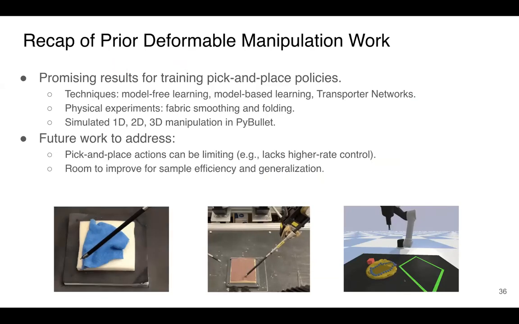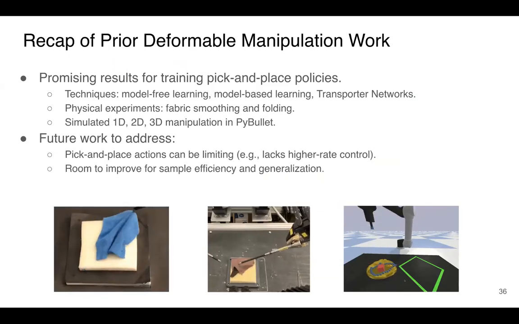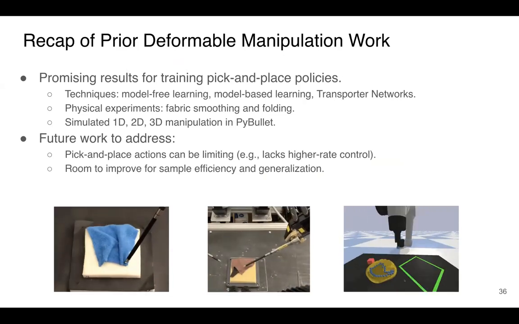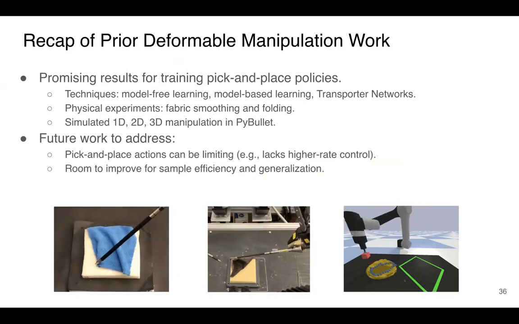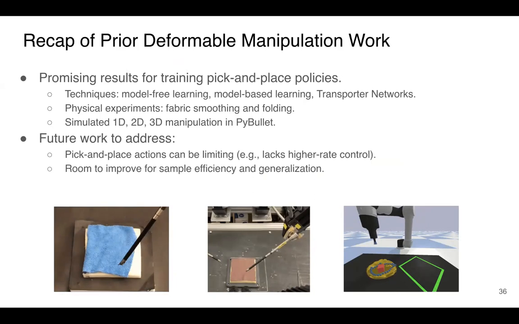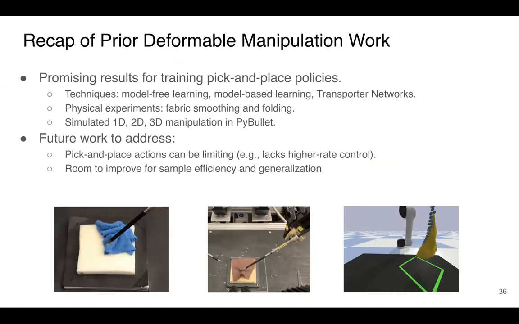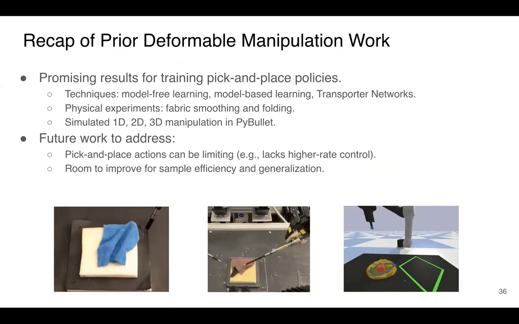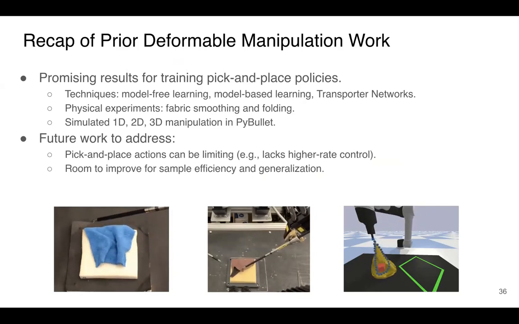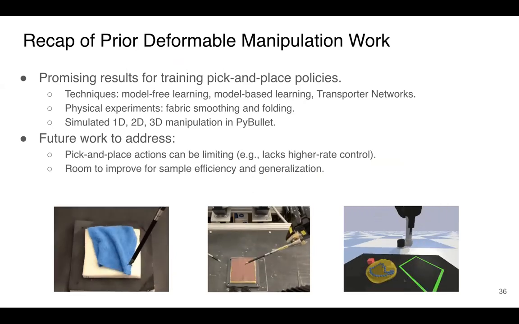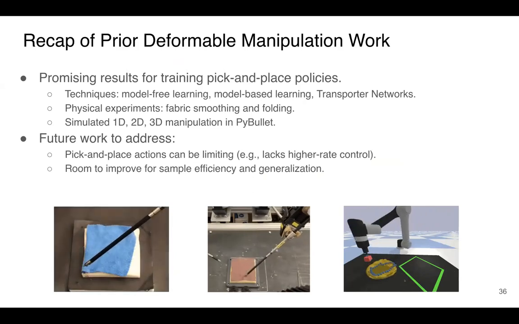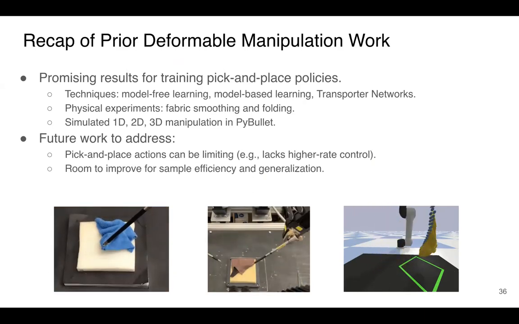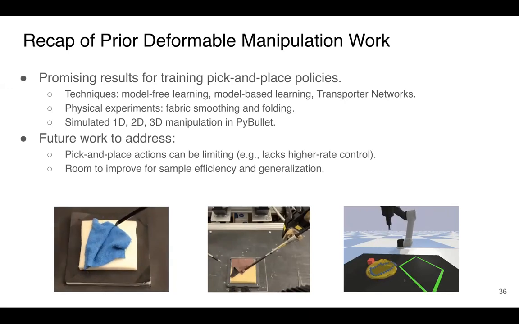All right, so to recap some of the prior works, we've shown some promising results for training picking and placing policies for deformable manipulation, which include model-free learning and model-based learning from the algorithm perspective. From the architectural perspective, we've shown that transporter networks provide a strong prior for sample efficiency and rearrangement. We've shown physical experiments and simulation experiments using a wide range of deformables. In future work, we'll address the limitation with the picking and placing action idea. And there's always room to improve in terms of sample efficiency and generalization to a wider range of configurations, objects, and so on.